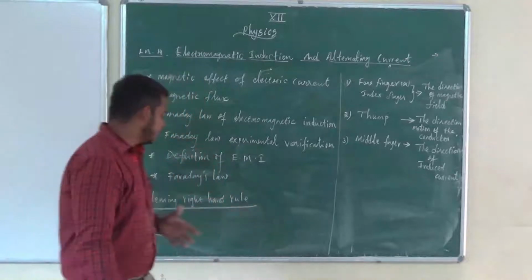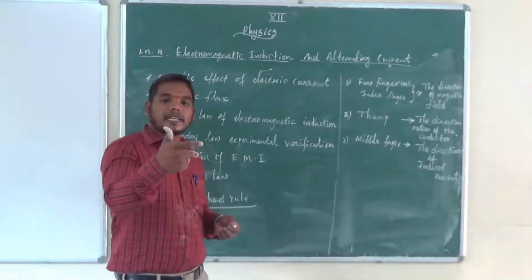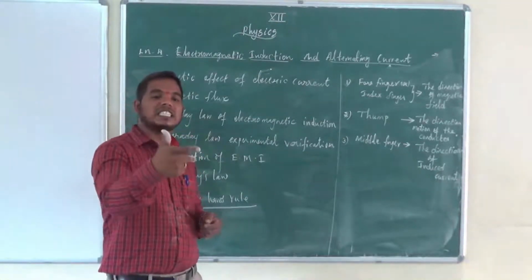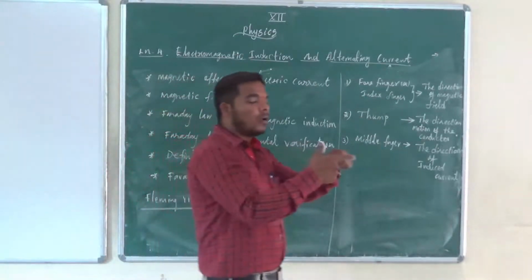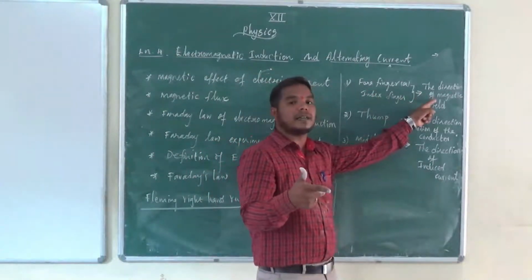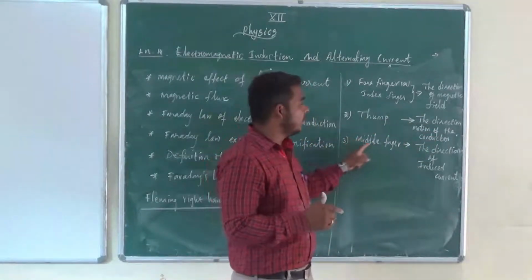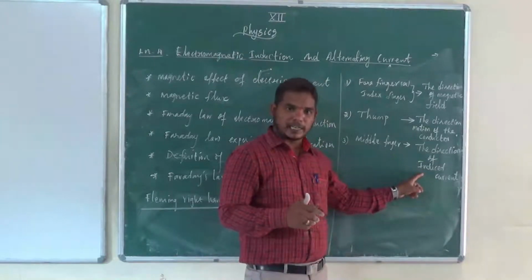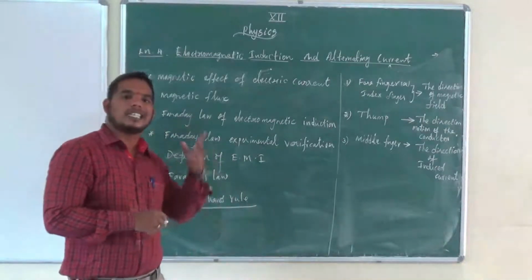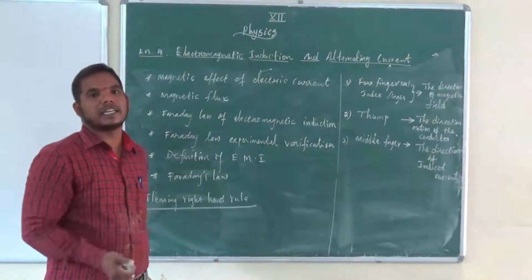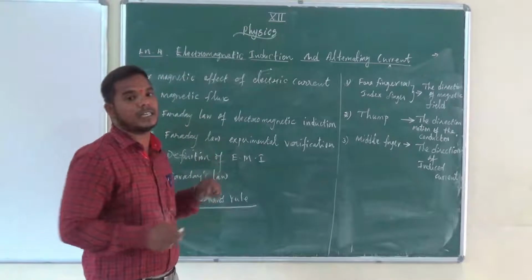So once again, I recall the Fleming right hand rule. Stretch the three fingers in our right hand, mutually perpendicular to each other: thumb, forefinger, middle finger. The forefinger indicates the direction of the magnetic field, the thumb indicates the direction of motion of the conductor, and the middle finger indicates the direction of the induced current. This Fleming right hand rule we will use in dynamos, AC generators, DC generators. It is based on electromagnetic induction.